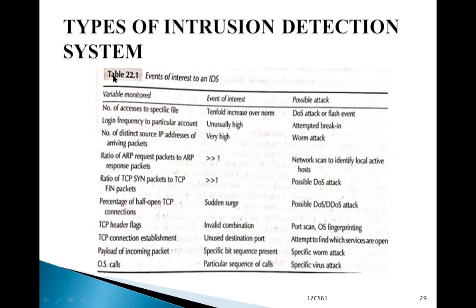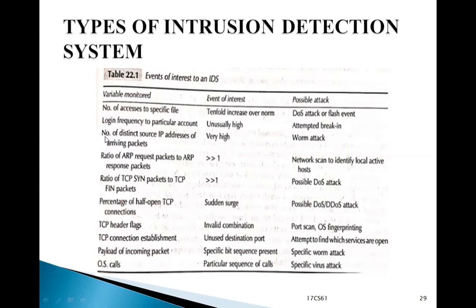So this is the first thing. The second variable being monitored by the IDS is login frequency to a particular account. If the login frequency to a particular account is unusually high, higher than the usual activity, then it is identified as an attempted break-in. That is, the login frequency to a particular account is not normal, it is very high. In that case it is identified as an attempted break-in.